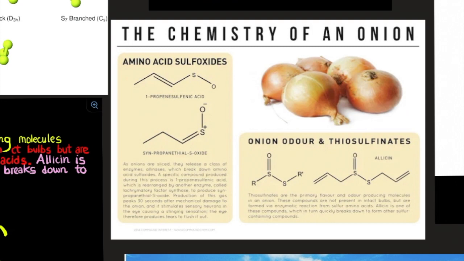The irritant tears come out as a result of the sulfur molecules and compounds that interact with your eyes, and as a result, the irritant tears that are secreted from your eyes counteract the sulfur compounds that enter and prevent you from permanently being damaged by the sulfur compounds when you cut onions.